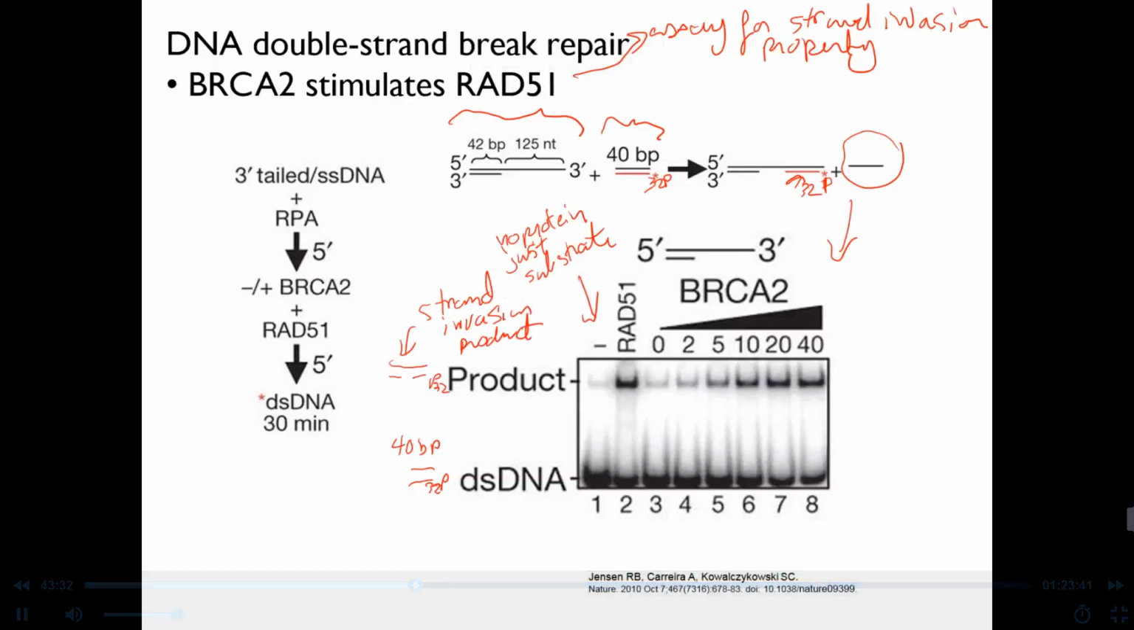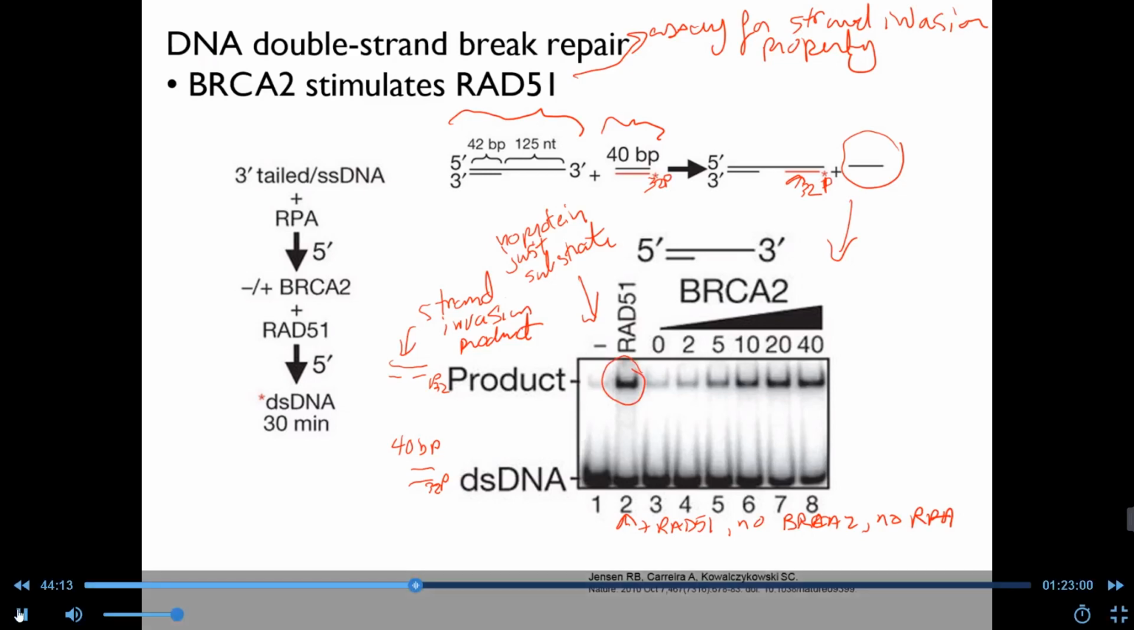Okay, so let's go to lane 2. If you have a reaction where there is Rad51 present, but no BRCA2 and no RPA, what you see is that the Rad51 can very readily act to catalyze a strand invasion because there's no RPA inhibiting the Rad51 filament formation, right? And so we definitely see that with the production of the strand invasion product.